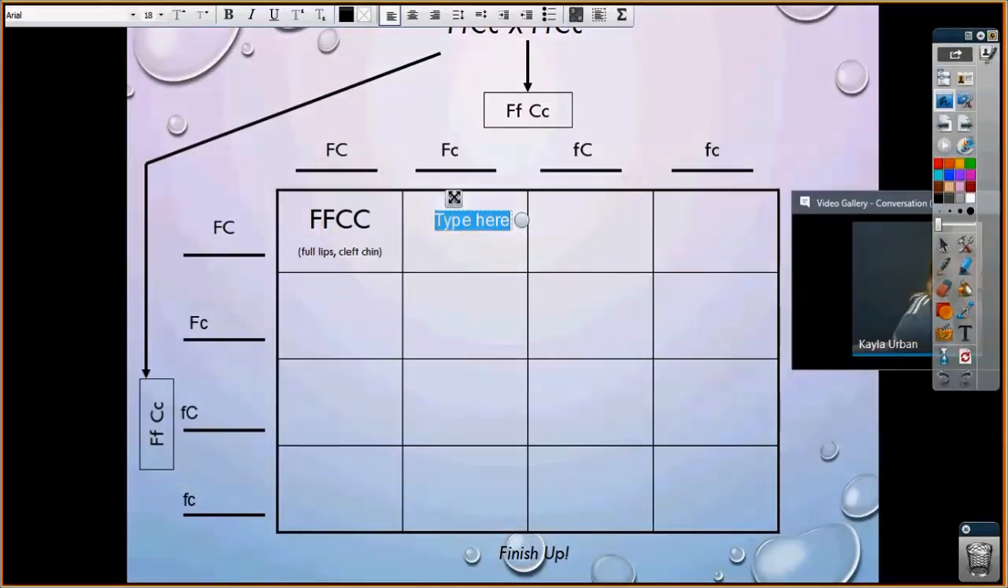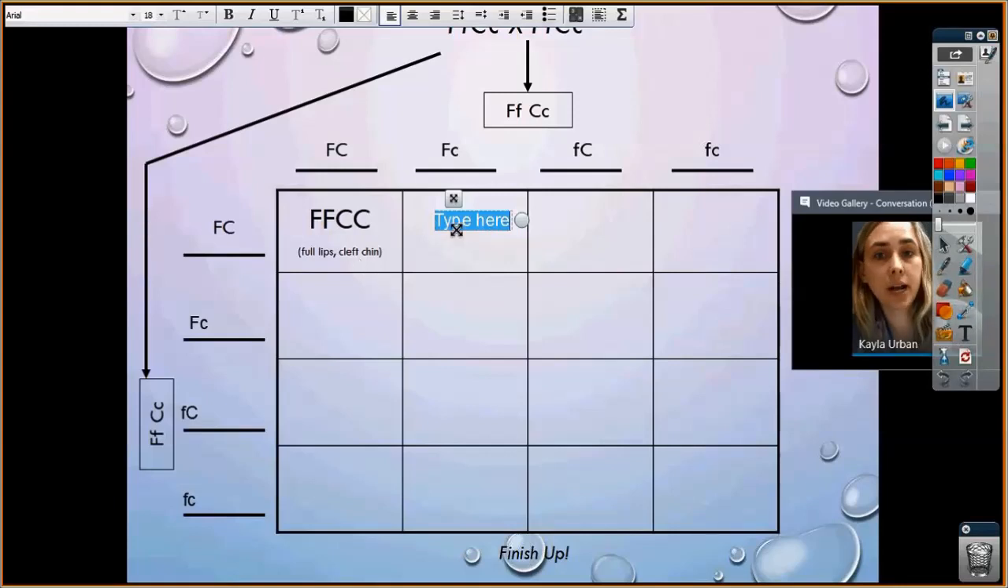Let's fill in the boxes. You have this example right here, okay? Big F, big F. So you pull down your F from the top and your F from the side and put them in the box. So you have one capital F and another capital F. Then you have another capital C with a capital C. So you've got big C, big C. That would give you an individual with full lips and cleft chin, both homozygous dominant.